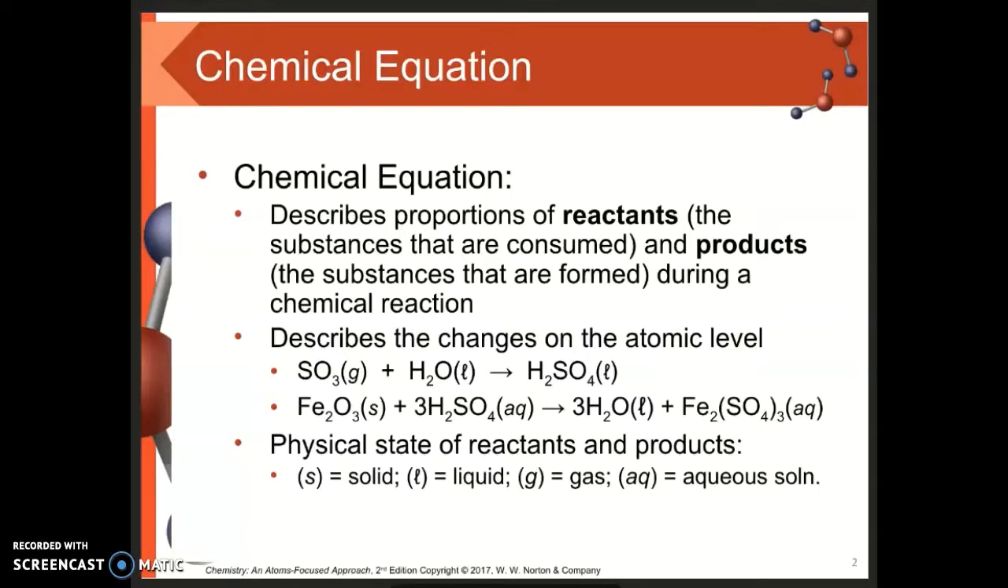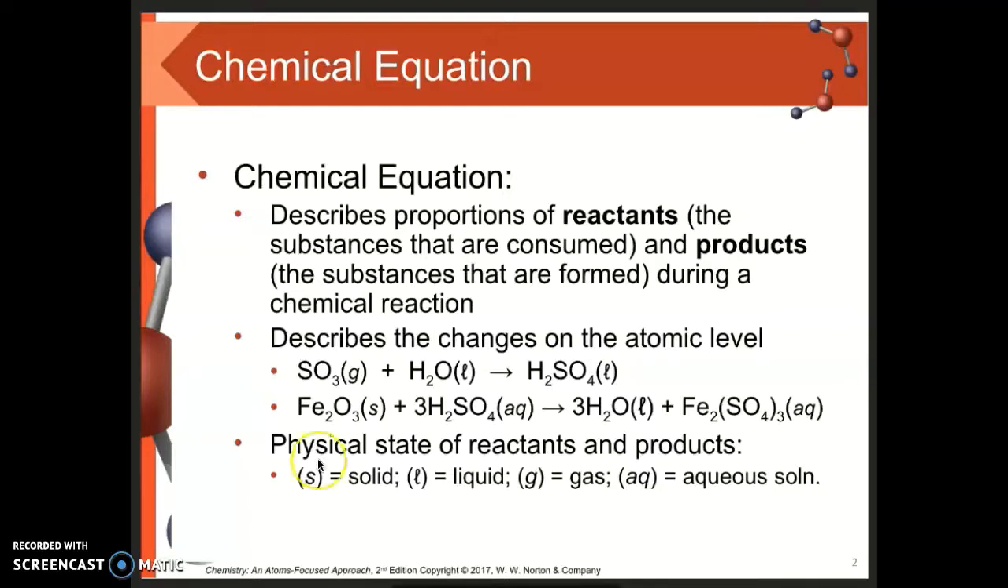In this video, we'll be describing how to balance chemical equations. And so we start off with just looking at what a chemical equation is. A chemical equation describes what is happening in a chemical reaction. It describes how many reactants there are, how many products there are, what the ratio of one to another is. It also describes the changes that we see on the atomic level.